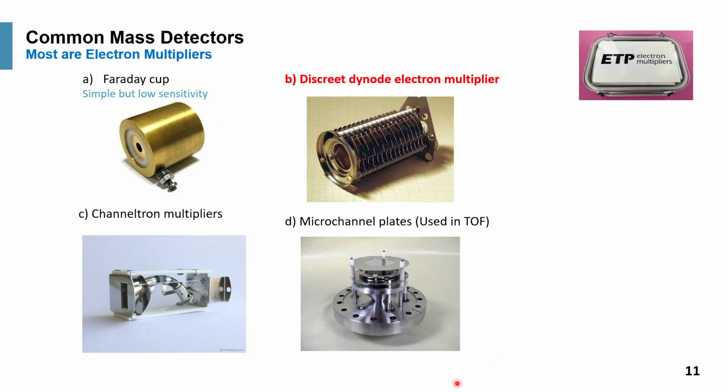Here are some examples of common mass detectors. The most common one is the electron multiplier. There are also Faraday cups. This one is perhaps the most common, along with other types of mass detectors.